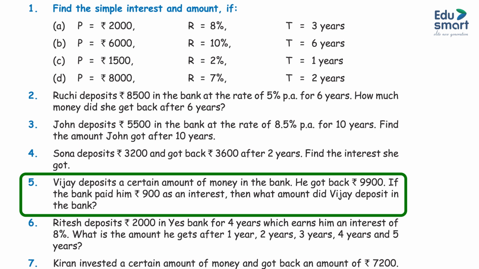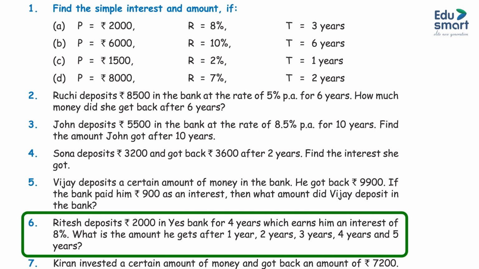Answer: 9000. Question 6. Ritesh deposited 2000 rupees in Yes Bank for 4 years, which earns him an interest of 8%. What is the amount he gets after 1 year, 2 years, 3 years, 4 years and 5 years? Answer: first year 20,160, second year 20,320, third year 20,480, fourth year 20,640, fifth year 20,900.